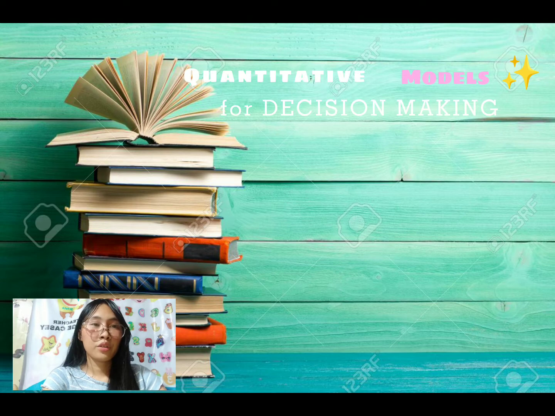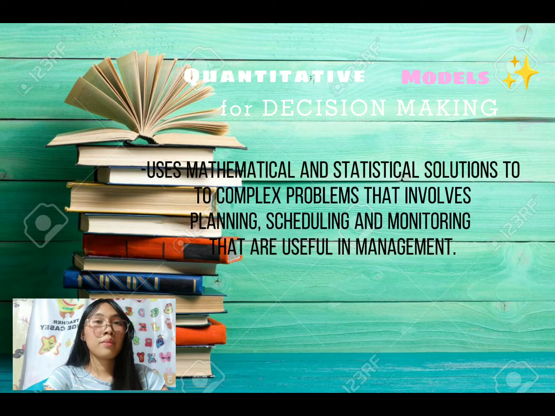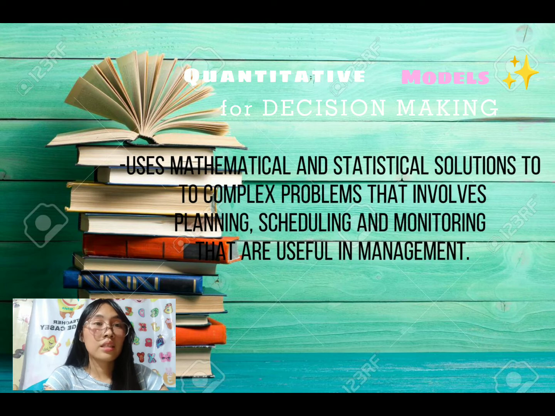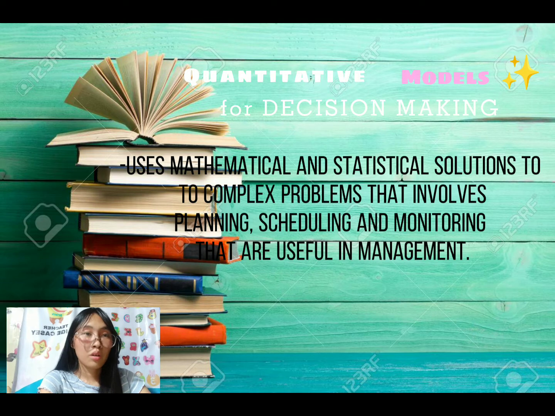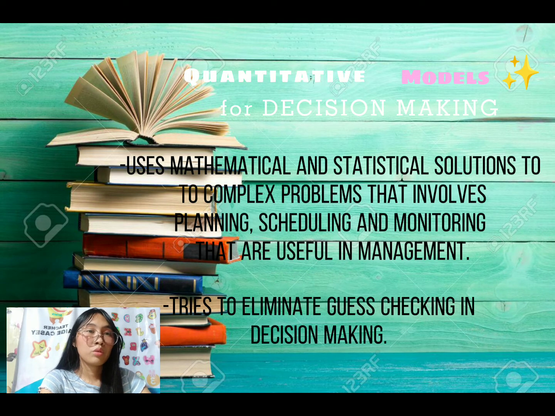So, a quantitative model for decision making is an approach to decision making that uses mathematical or statistical solutions to solve complex problems such as forecasting, planning, monitoring, and scheduling, which are basic concepts in business and engineering management as well. It also provides the best solution to problems, and while doing that, it tries to eliminate guess checking, or what we call trial and error in general, which is an unhealthy method when making a decision, especially when it already involves large risks that cannot be compromised.